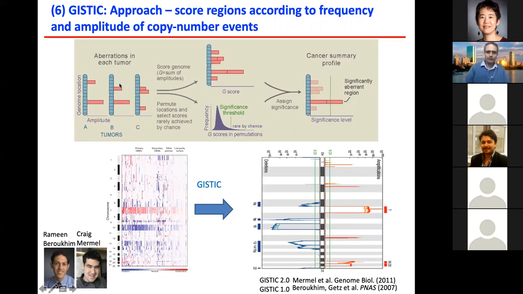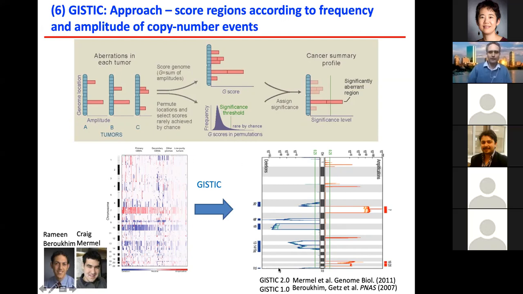You essentially permute these gains in every sample independently, because if there were passenger events, they could have occurred everywhere with the same probability. And so we could permute them and then generate a distribution by chance. And then convert this score, which we call the G-score, which is the sum of these amplitudes, to a p-value for every region of the genome. Then we need to correct for multiple hypotheses using FDR. And those that pass this FDR threshold, we call them significant. And this is the basis of GISTIC.